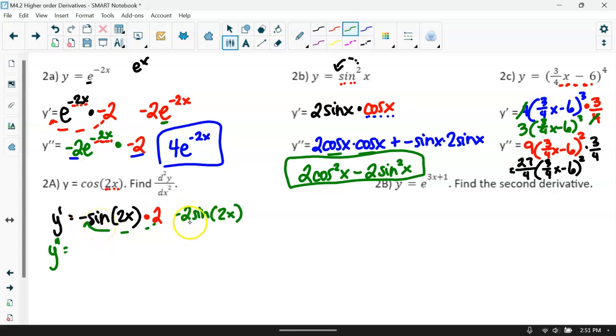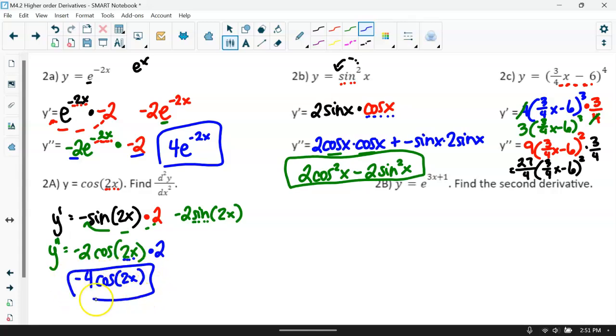So again, derivative now of sine is cosine. So -2 times cosine of 2x, right? Bring down the 2x times the derivative of the inside, which is 2. Now, if we want to fully simplify, this is -4 times cosine of 2x. So now here, we're going to take and get to the second derivative.